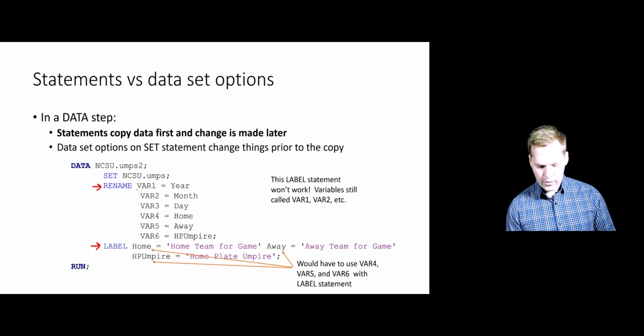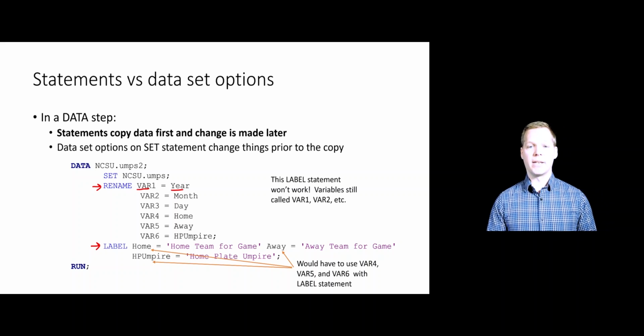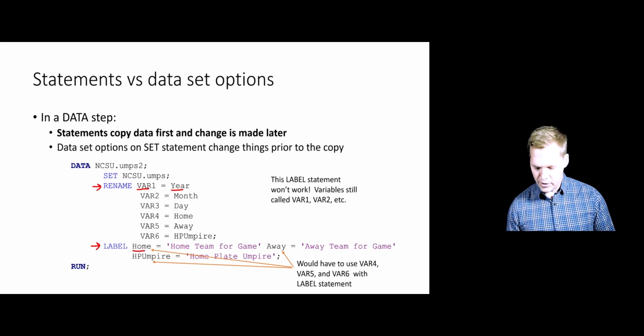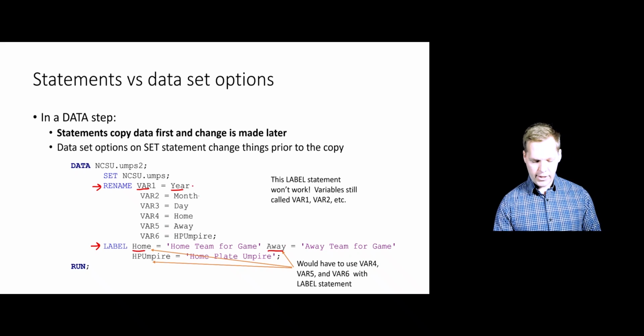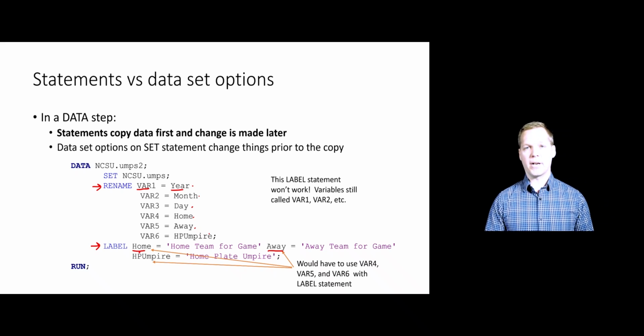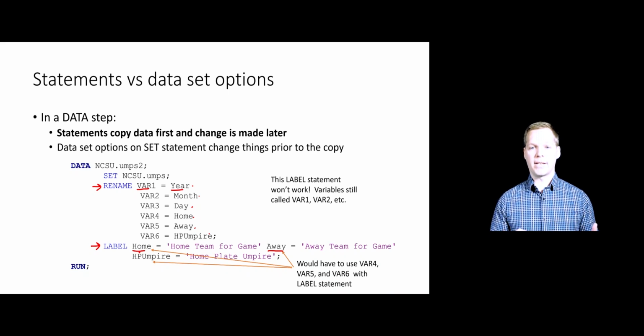We have the changing of the variable names being done after the copy, but we are trying to use labels based off of the new names, right? We're trying to use these new names down here in our label statement. But those new names don't take place until the data step finishes. Those new names aren't going to take over until we finish this data step, which means that this is going to throw an error. These variables down here will not be found: home, away, and HP umpire. Those are not going to be found in the data set that we are working with within the data step.